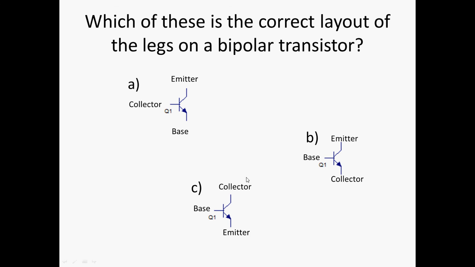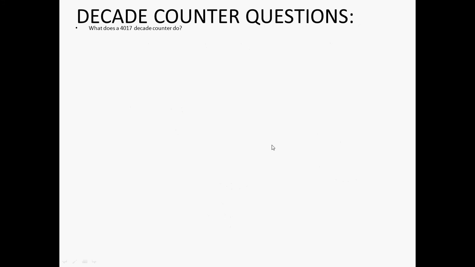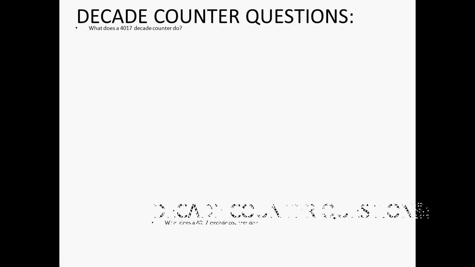Which is the correct layout? Collector, base, emitter. There we go. C, B, E. So, answer C is the correct one. Next. Oh god, this one's dull.